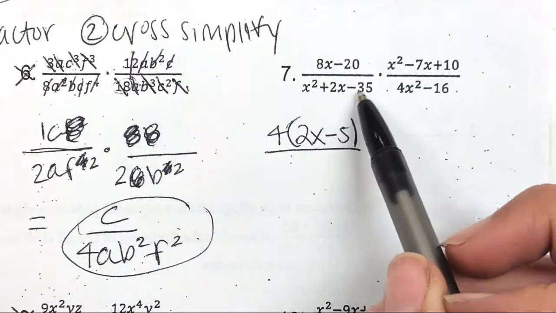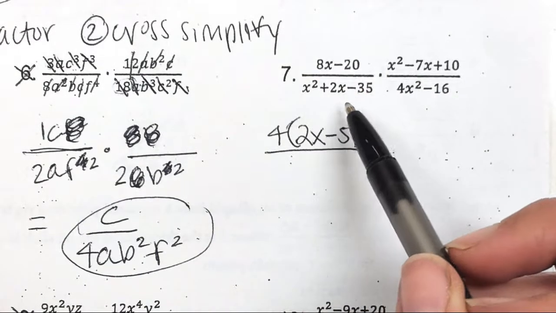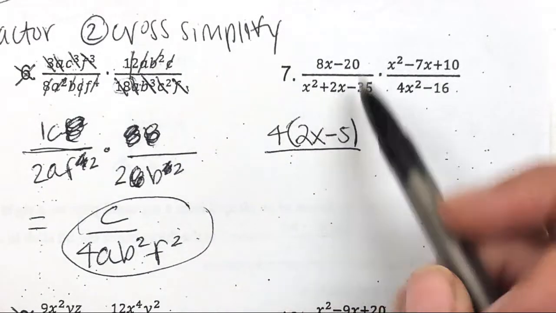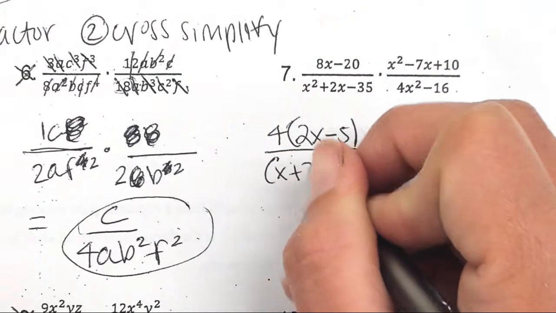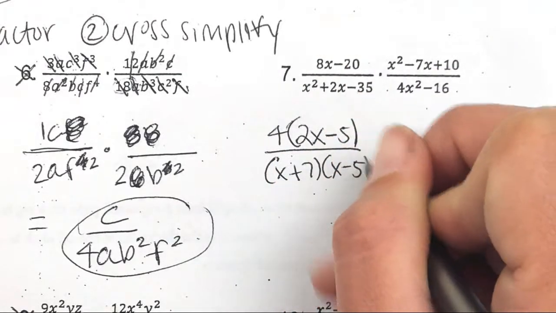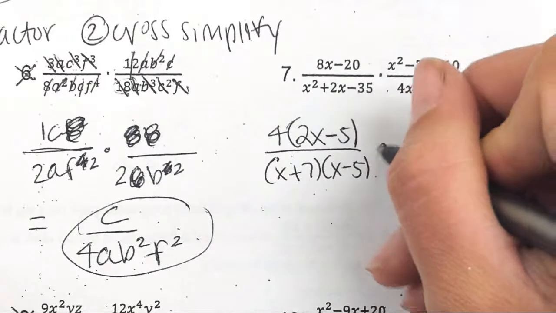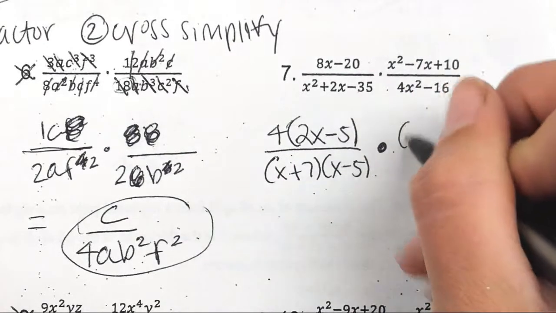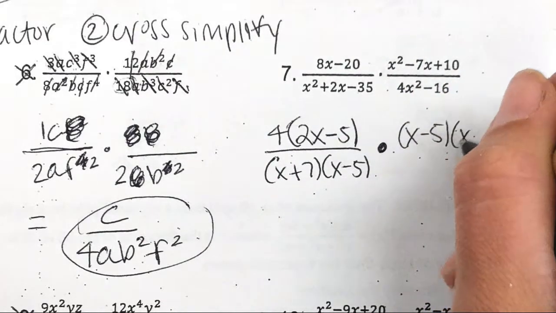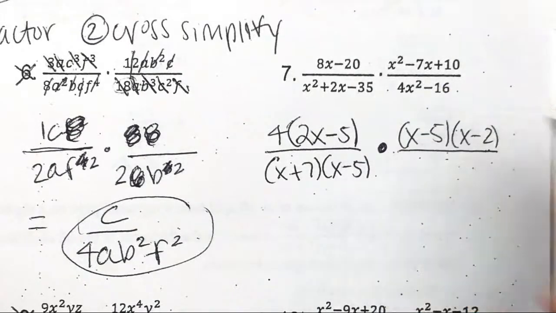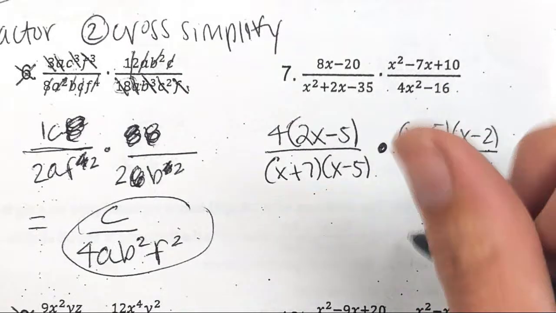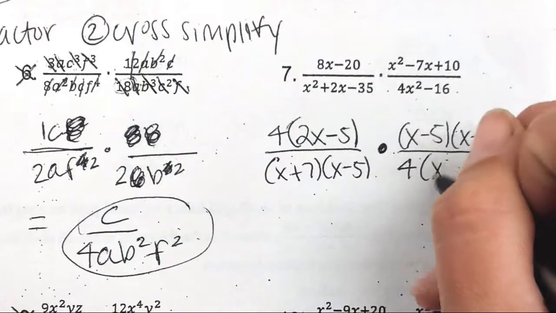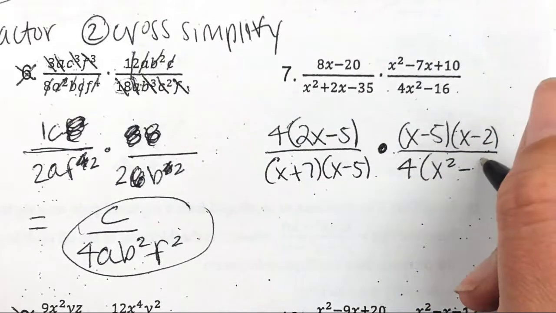On bottom right here, I have to see what can multiply to give me negative 35, add together to give me 2. That's going to be x plus 7 and x minus 5 times. This one would give me x minus 5 and x minus 2. On bottom here, what do these have in common? A 4. So we bring out a 4, and this makes x squared minus 4.